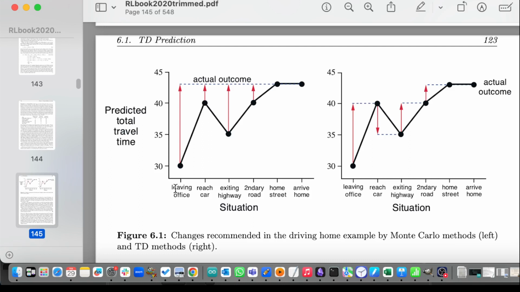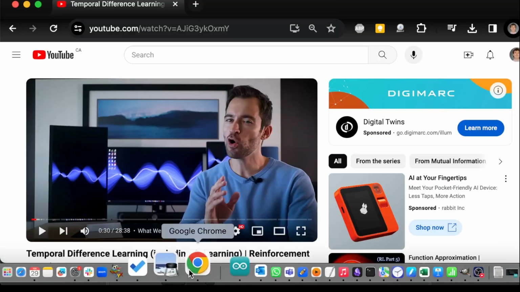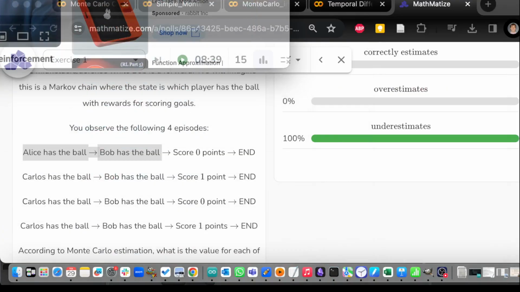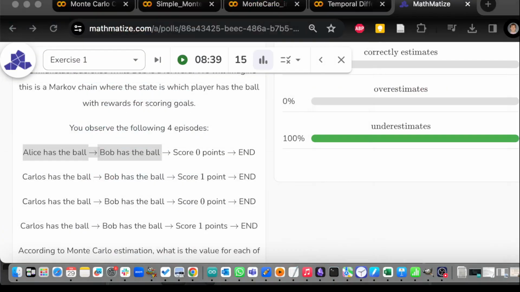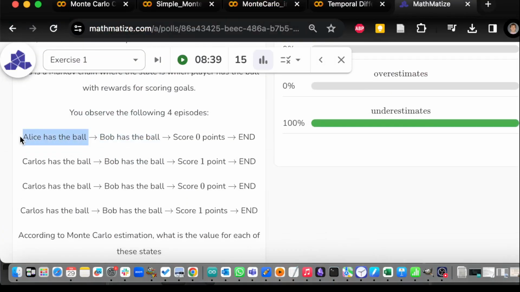All right, this is exactly what we wanted to do for Alice and Bob. So in the Alice and Bob example, let's pull that one back up, if I can find it. We said we want to learn about what happens when Alice has the ball. Let's not wait until the scoring happens. Let's immediately learn what happens once they pass it to Bob. So as soon as Alice passes it to Bob, we can say, what is the value of Alice having the ball? Well, we're going to move it in the direction of Bob having the ball.